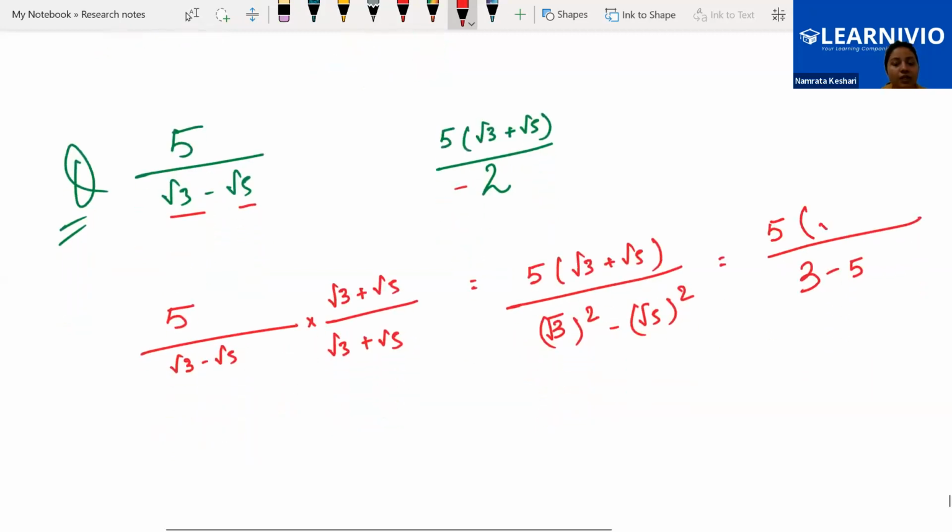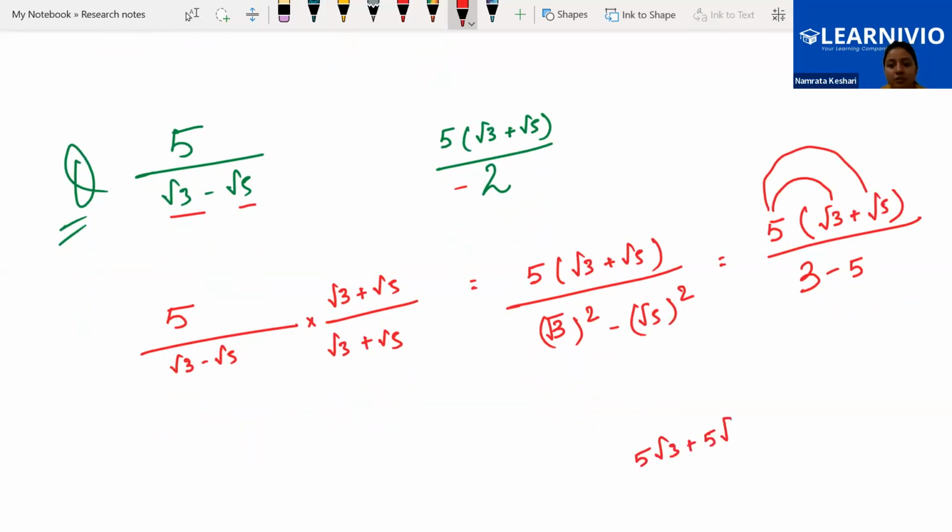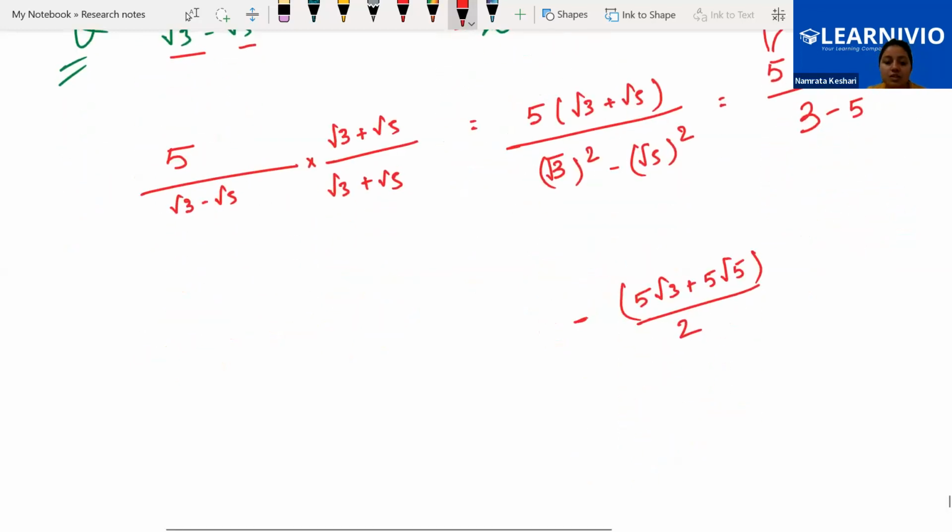The numerator, whatever you have found, that is perfect. But we can also apply the distributive property and multiply this to this one, and this to this one. So we can write it as 5 root 3 plus 5 root 5 over minus 2 in the numerator, or the way you have written, that is also perfect. We just want to get rid of the square root terms from the denominator. So this is how we will be doing the rationalization.